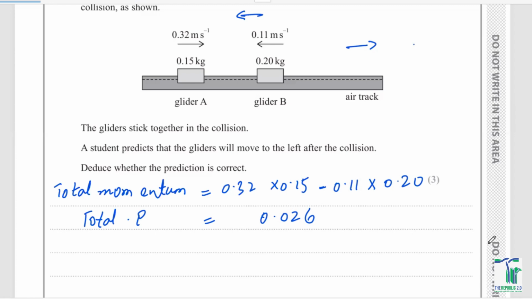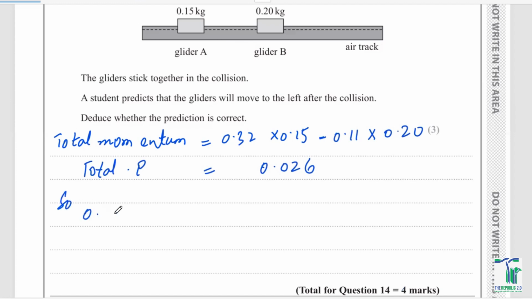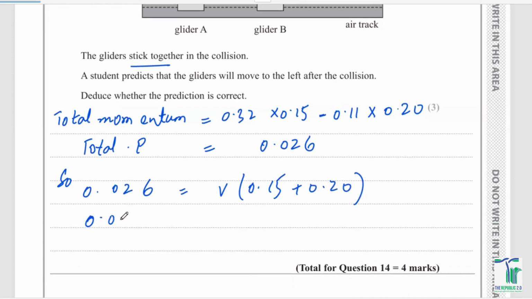0.026. And if you calculate the final velocity from this, the total momentum before the collision would be equal to the total momentum after the collision. We both know that they're going to stick together after the collision. So where they are going to move, we just need to calculate the V for it. So M1V plus M2V. I'm just going to keep it like V times (M1 plus M2), which is 0.15 plus 0.20. And by just sorting it out, I would have 0.026 equals V times 0.35, and 0.026 divided by 0.35 is equal to V.